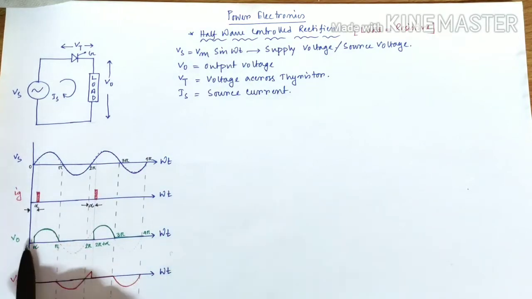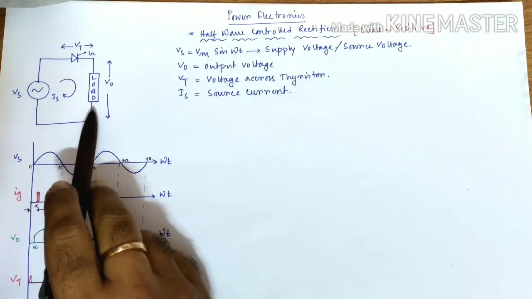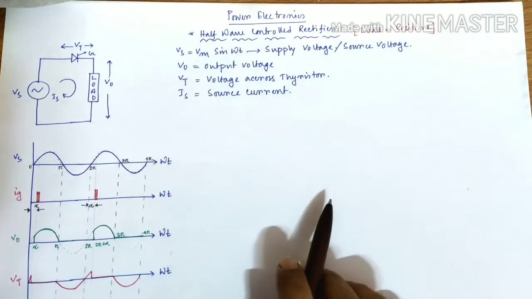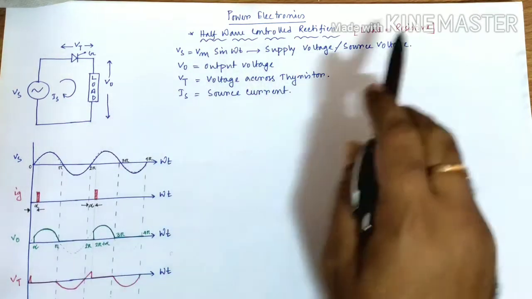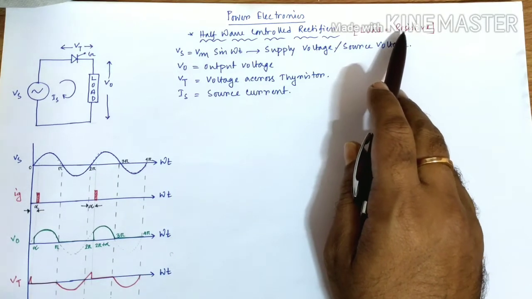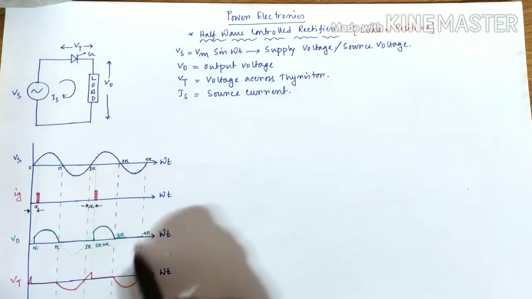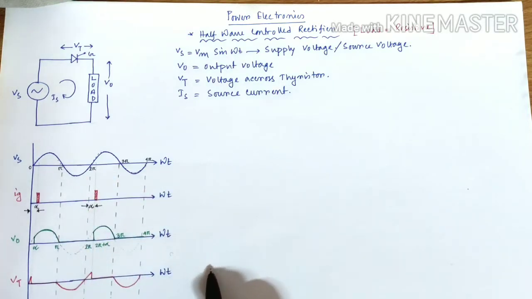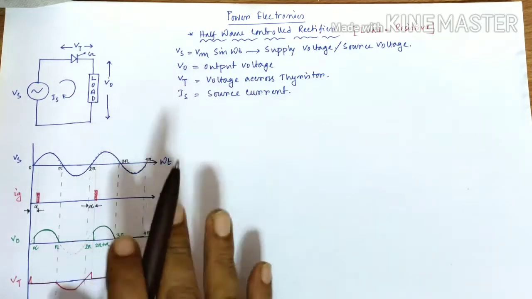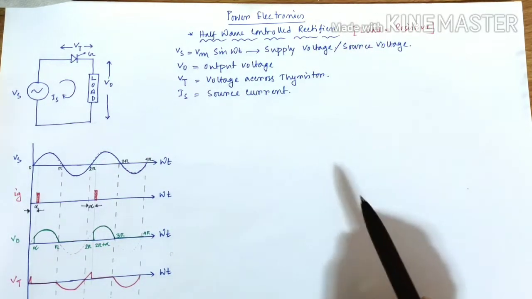Now what is V naught? V naught is the output voltage that we are getting across the load. Remember, whatever diagram I have drawn and whatever calculation I will do here is for pure resistive load only. That is very important, because if the nature of the load changes, then this kind of waveform will also change, along with the equations. So whatever we are doing here is for resistive load only. So let's do the calculation.